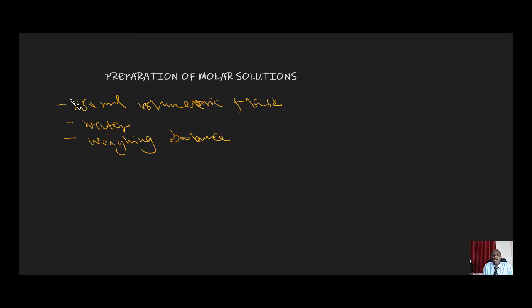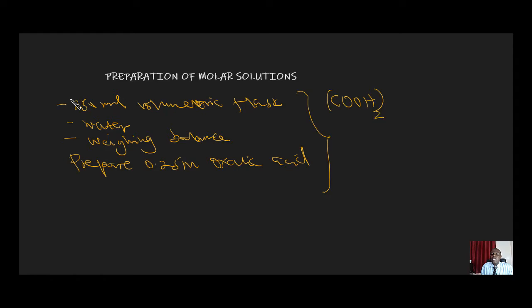What kind of calculations do we need? Remember, our objective is to prepare 0.25 M oxalic acid. First, we need to know the formula of oxalic acid so that we can work out the relative formula mass. The oxalic acid formula is (COOH)2. It has 2 waters of crystallization, so 2H2O. This formula we can also write as C2H2O4.2H2O.